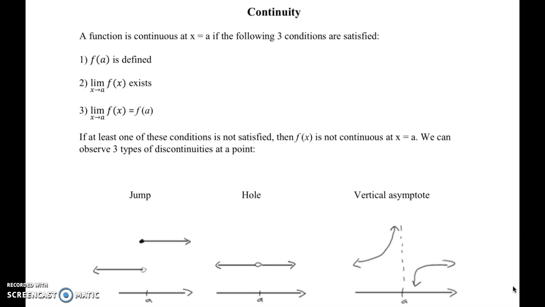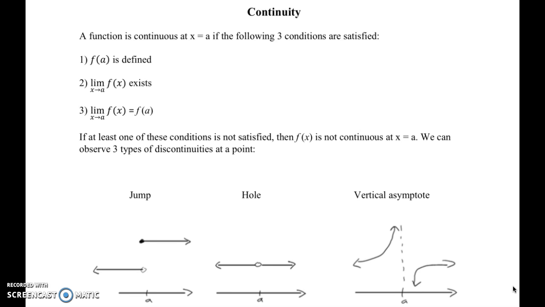The limit also has to exist. So as x approaches that value a, we have to make sure that it exists. And then also we have to make sure that the limit equals f of a, which is the definition we talked about in the previous sections. If one of these conditions is not satisfied, then f of x is not continuous, and we have to look at our types of discontinuities.